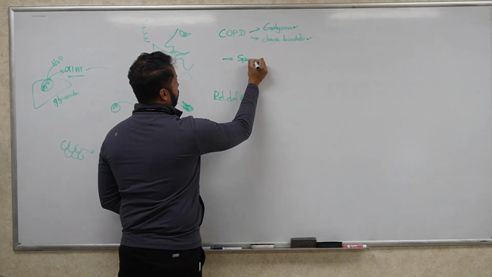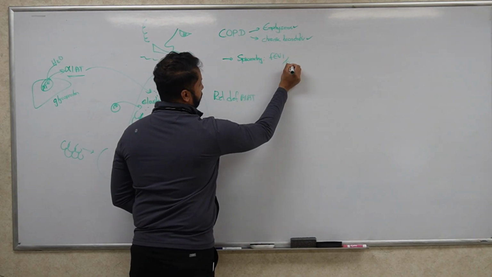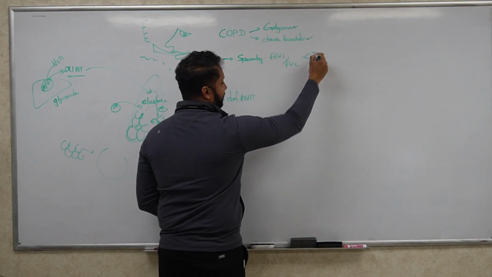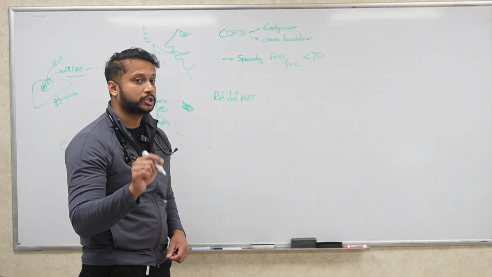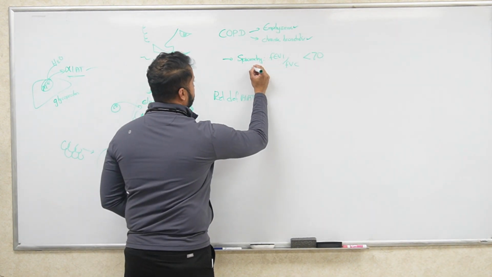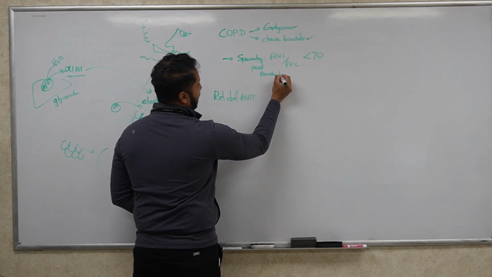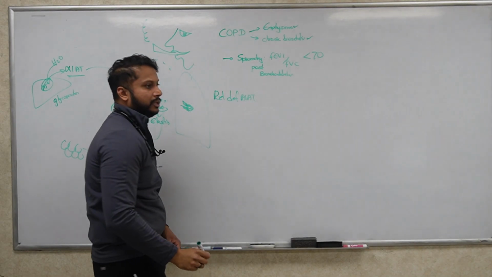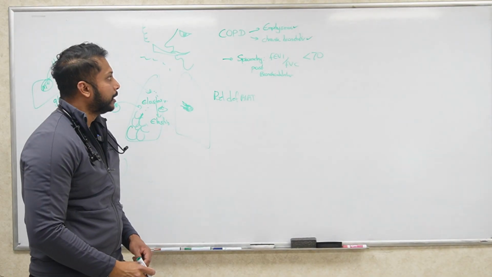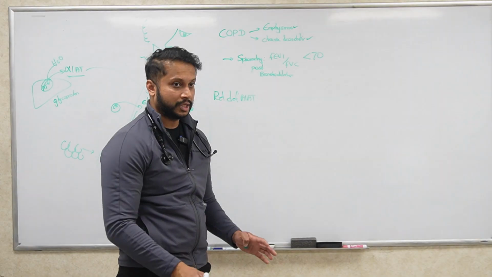Okay, you do a spirometry, and what you want is an FEV1 over FVC ratio. It has to be less than 70. And now remember, this is post-bronchodilator. That's important. It's not pre-bronchodilator, but post. So you have to give them a bronchodilator, and then it should be less than 70. Okay, that's what's going to be important, right? So that's how you're going to diagnose a patient with COPD when they come to the clinic.